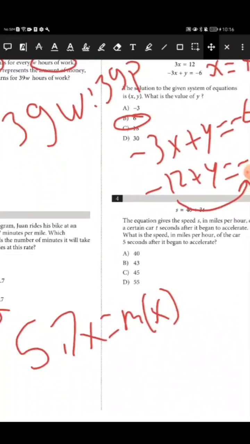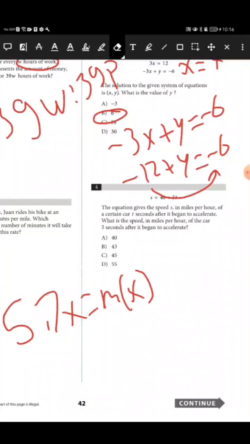Now moving to question number 4. And s equals 40 plus 3t. The equation gives the speed s in miles per hour for a certain car t seconds after it began to accelerate. What is the speed in miles per hour of the car 5 seconds after it began to accelerate?